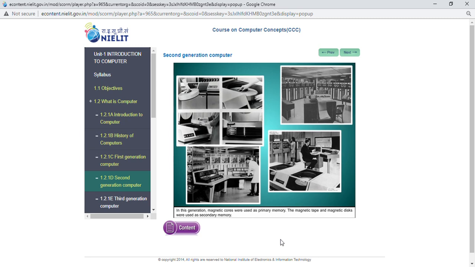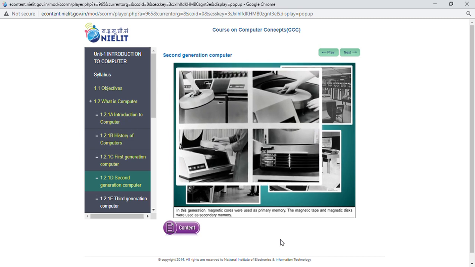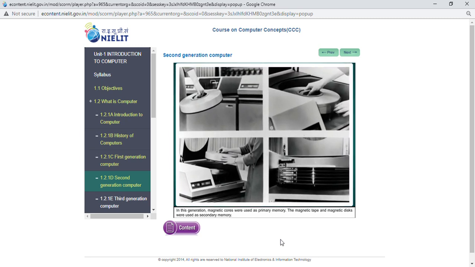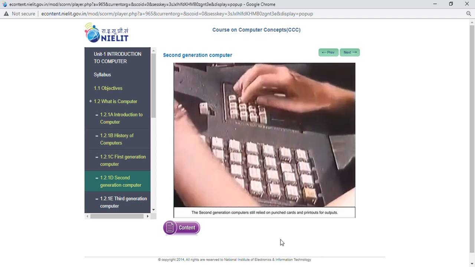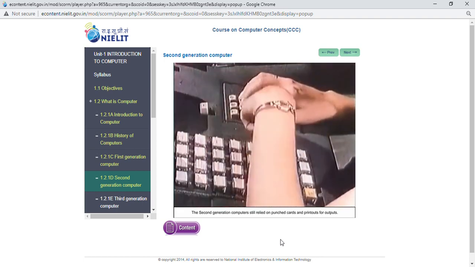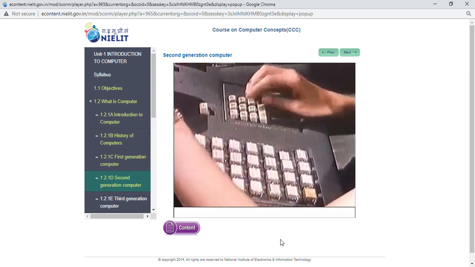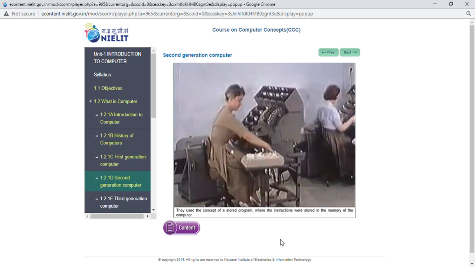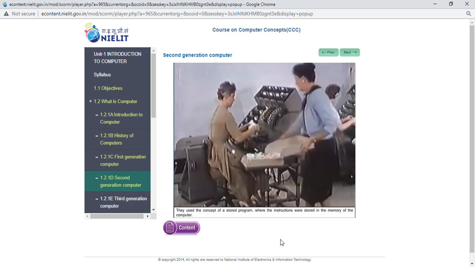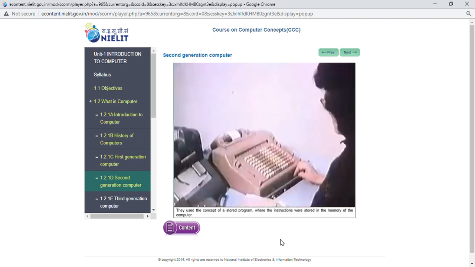In this generation, magnetic cores were used as primary memory. The magnetic tape and magnetic disk were used as secondary memory. The second generation computers still relied on punched cards and printouts for outputs. They used the concept of a stored program where the instructions were stored in the memory of the computer.